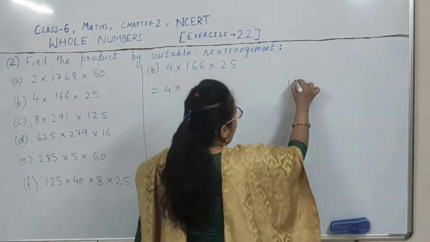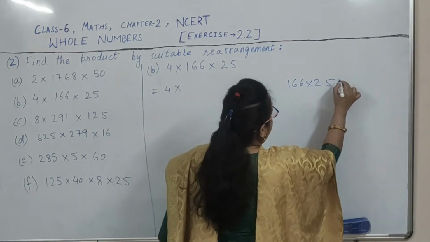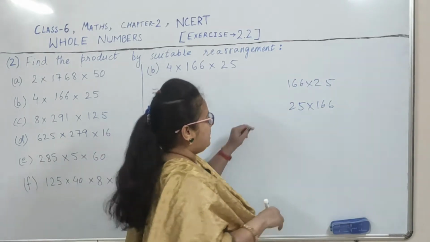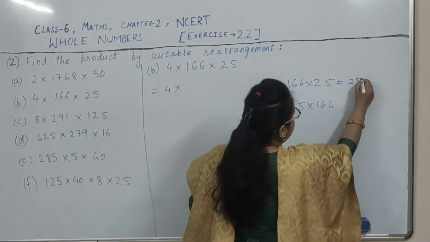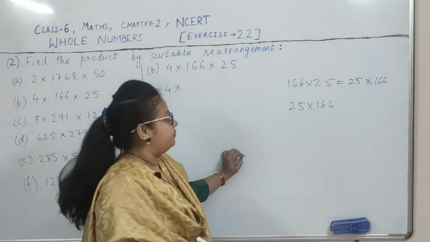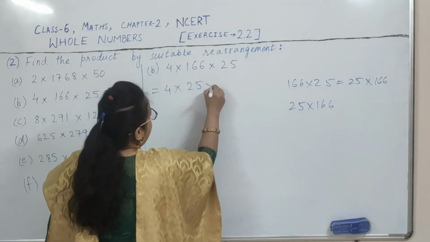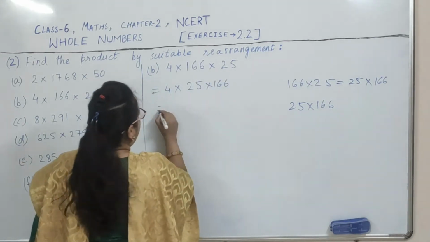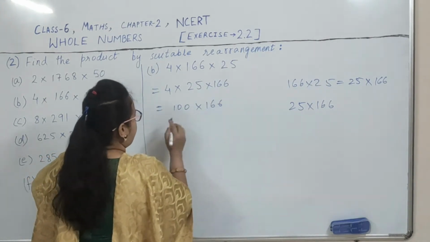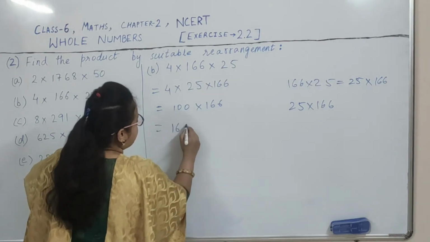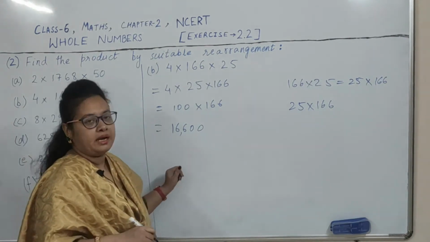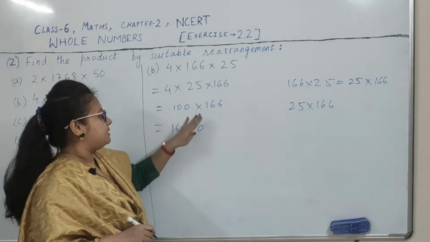It means, what? It's 166 into 25. We will write it as 25 into 166. Okay, this means that 166 into 25 is equal to 25 into 166. This is known as commutative property. Okay, so what we will do, we will write this here and 166 will come here. So 4 into 25 will give 100 and it will be 166. Okay, so 166 into 100 is 16600. What is this number? This is 16,600. So the product of these numbers is this one.